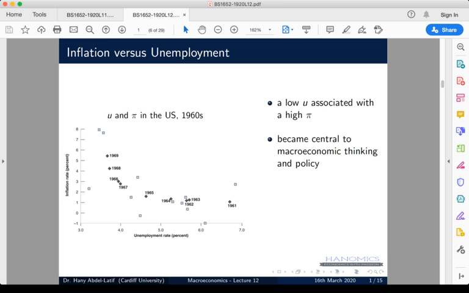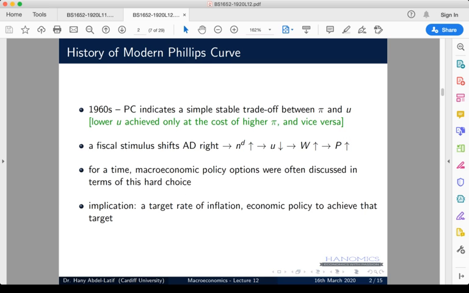So how was this built, or what is the rationale behind that? Looking at the original Phillips curve of the 1960s, the idea is that there is a simple and stable trade-off between the inflation rate and the unemployment rate. So if you want to achieve a lower level of unemployment rate, then this has to come at the cost of a higher level of inflation, and vice versa. If you want to lower inflation, then you must accept a higher level of unemployment.